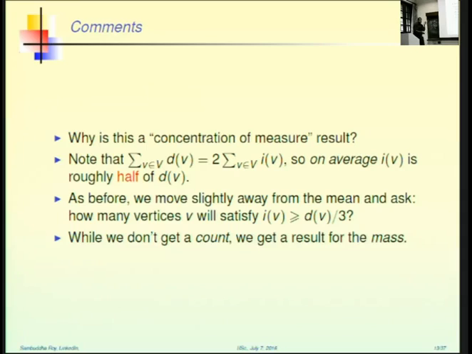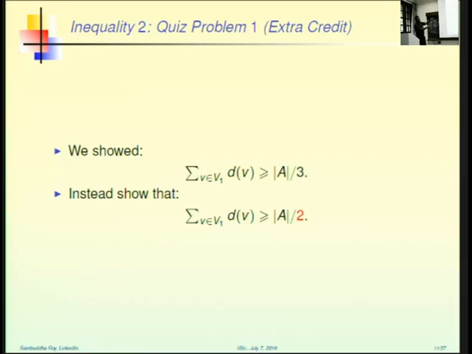once again. There may be only 2-3 vertices which are accounting for the whole thing. So while I won't be able to give a count, we will get a result for the overall mass again. And these statements are statements about the overall mass, right?